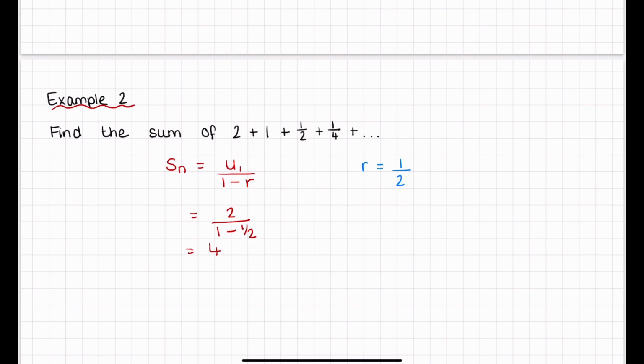So if you think about it, we have 2 plus 1, which is 3, plus a half, which would be 3.5, plus a quarter, which would be 3.75, and you just keep on adding, and you'll find it will never ever go past 4. It's approaching the number 4 as the sum. And that is geometric series.